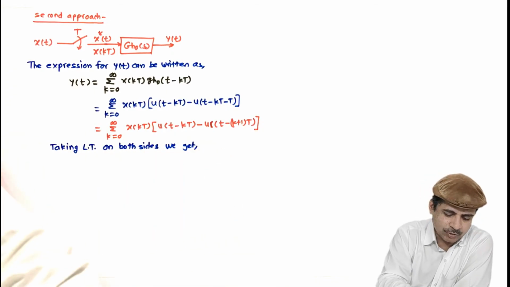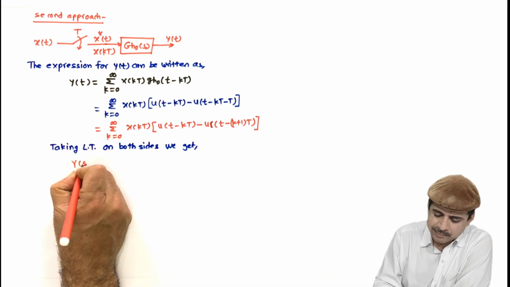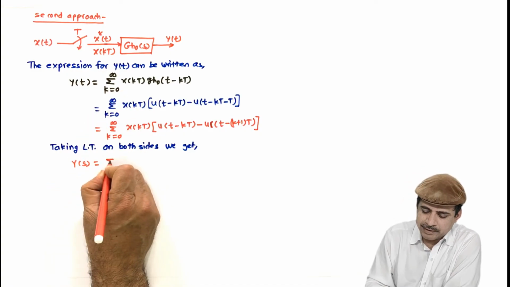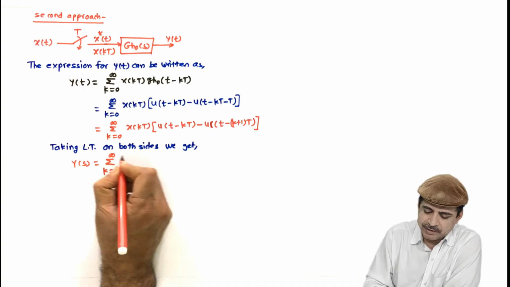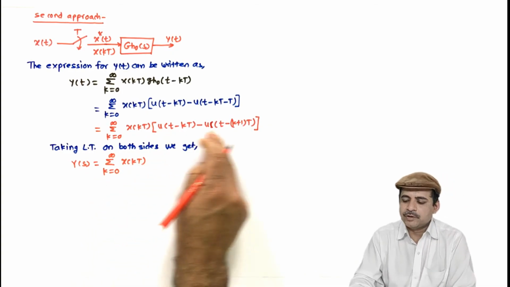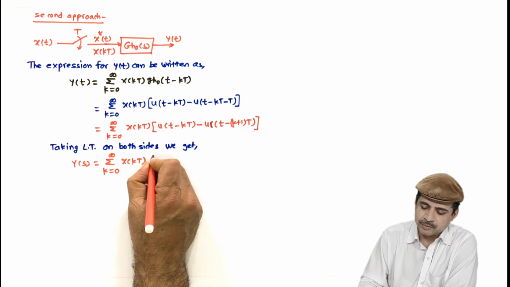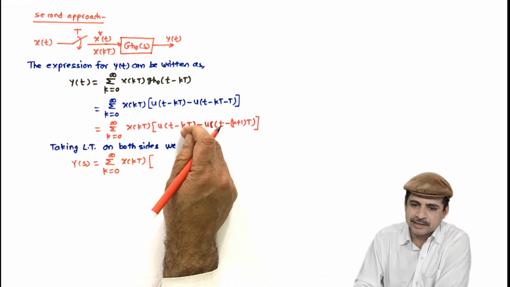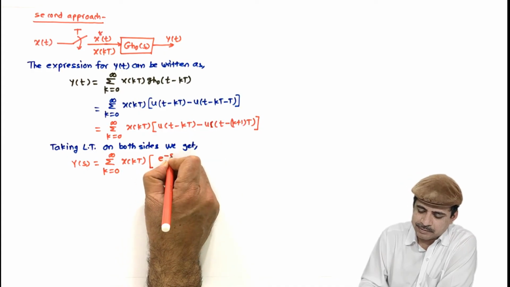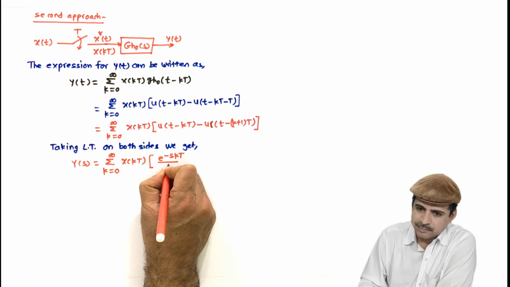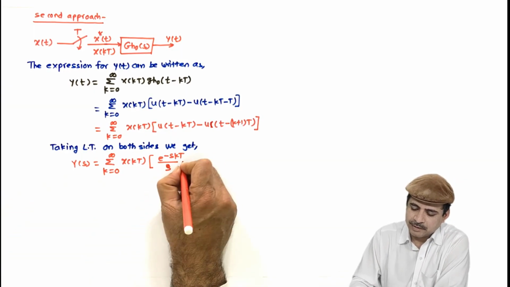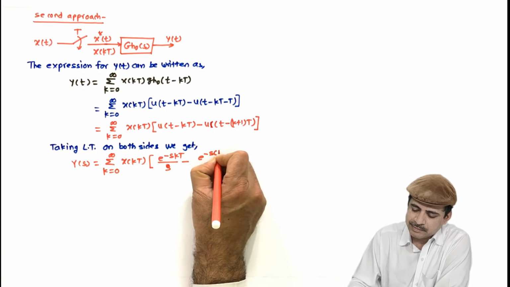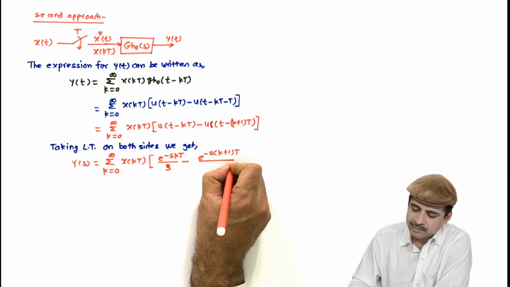So we get Laplace of y(t) is Y(s), and we cannot take Laplace for this directly, so we will keep it as it is, k equal to 0 to infinity x(kT), and then we will find out the Laplace transform of this term. So this particular term u(t minus kT) is a delayed version by kT, so this will be e raised to minus skT by s, and for this it is delayed by (k plus 1)T, so this will be e raised to minus s(k plus 1)T by s.